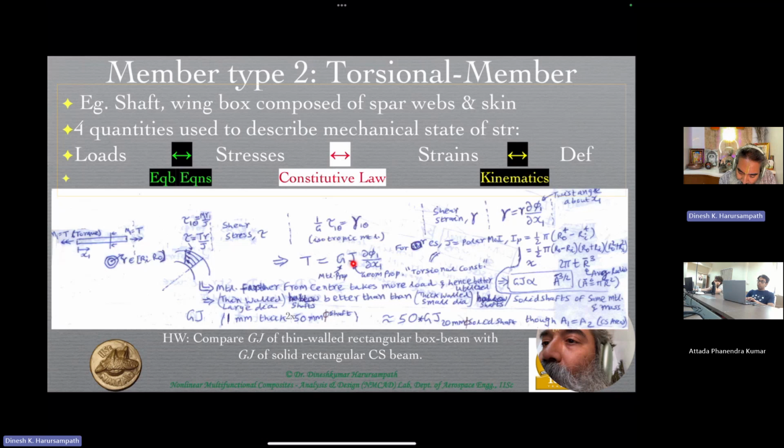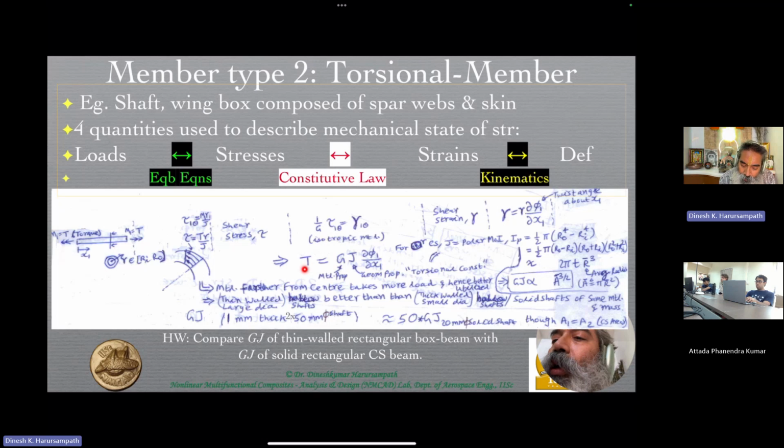So torque is equal to GJ times dou phi1 by dou x1, or phi1 comma 1. So that's the twist rate, which is related. In the previous example, remember, it was very, very similar. Instead of phi1, we had u1. X1 was as it is. Instead of G, we had E, the Young's modulus. Instead of J, we had the area of the cross-section A.